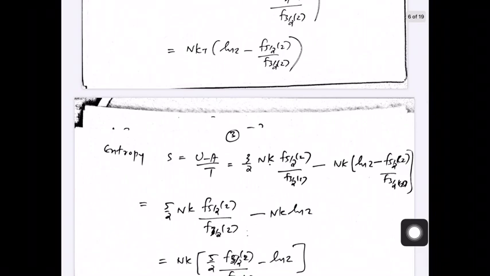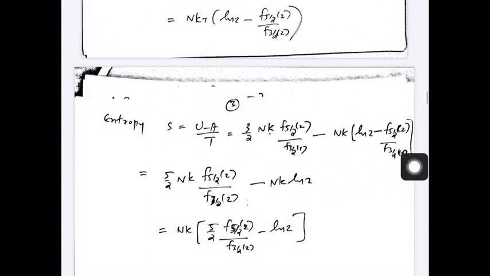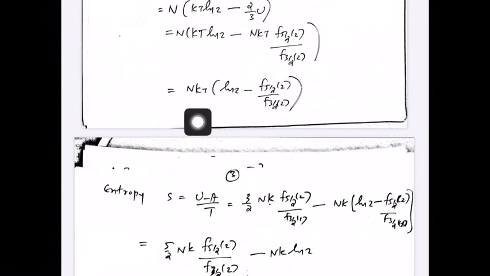Now another one is entropy. Entropy is this: U minus A by T. U equal to A plus TS. We know S equal to (U minus A)/T. U is what? (3/2) NkT f_{5/2}(z)/f_{3/2}(z). And A is, we just determined, this is A, NkT (log z minus f_{5/2}(z)/f_{3/2}(z)), that we substitute here. Okay, so temperature gets cancelled.